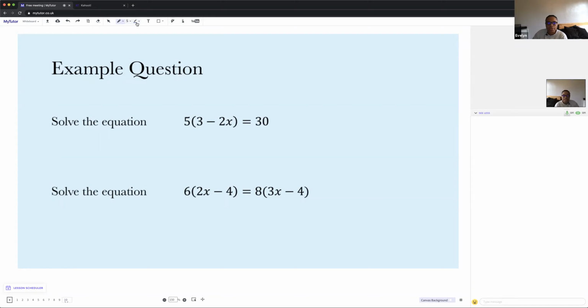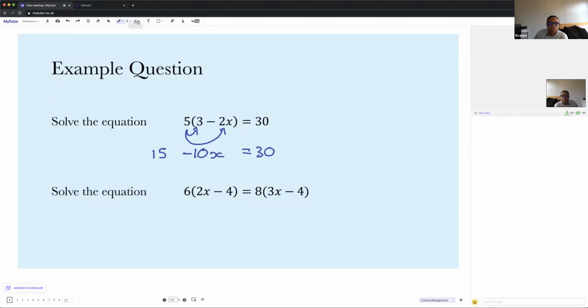Right, let's have a go at this one. Expand the brackets first. We're going to do 5 times 3 and then 5 times minus 2x. So 5 times 3 is 15. 5 times minus 2x is minus 10x. And this equals 30.